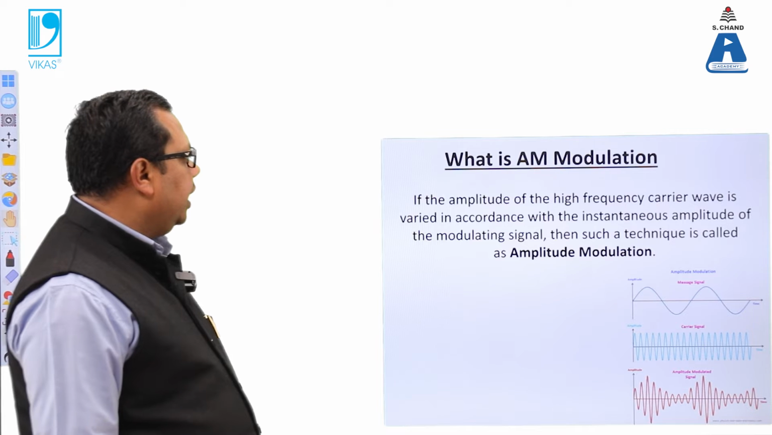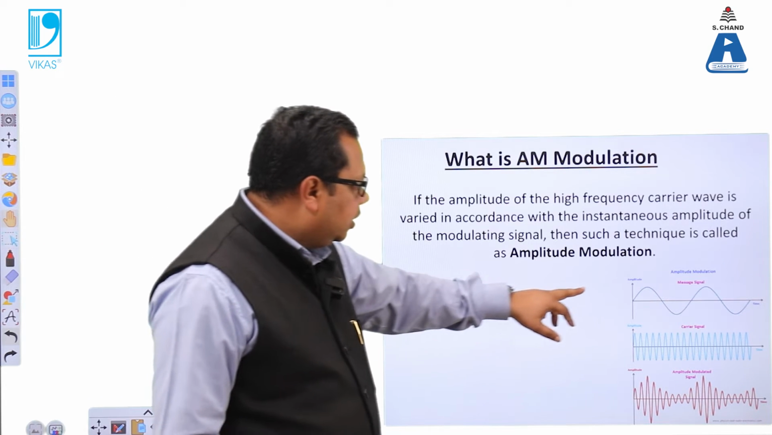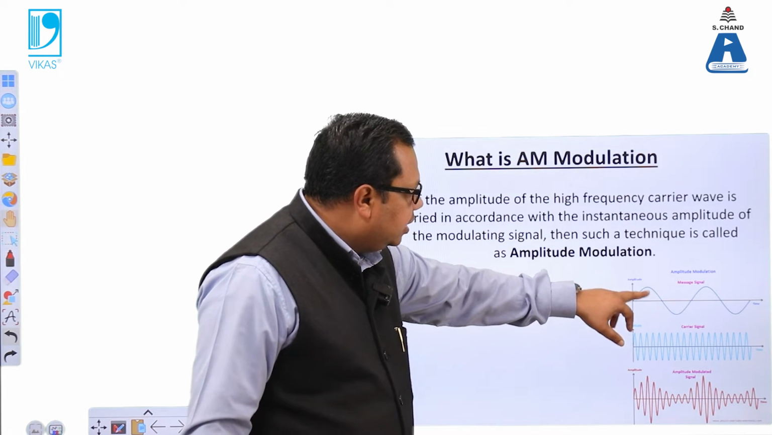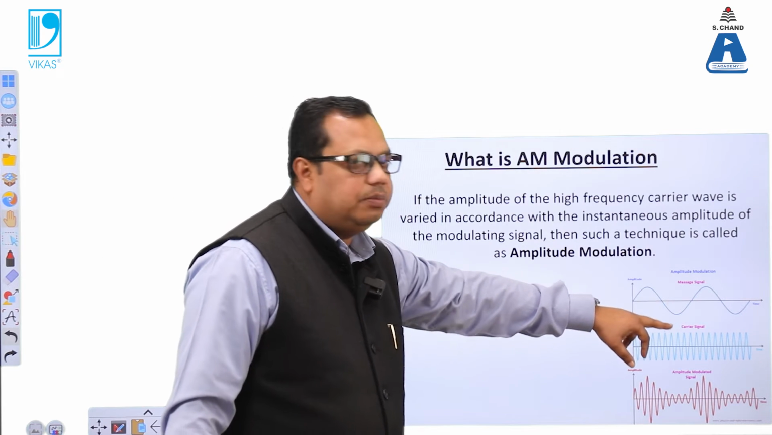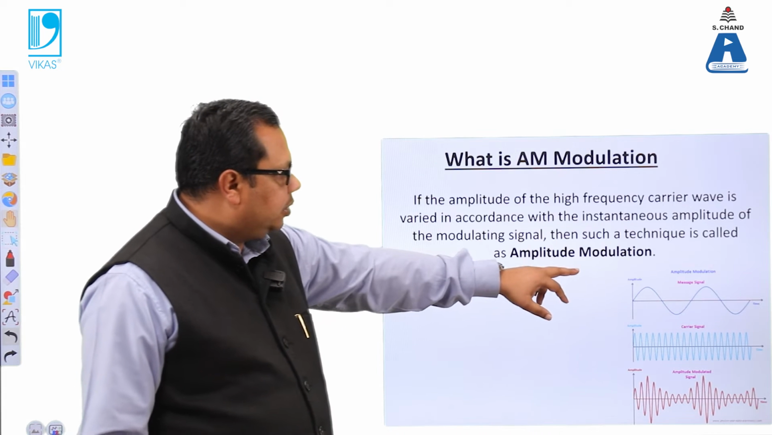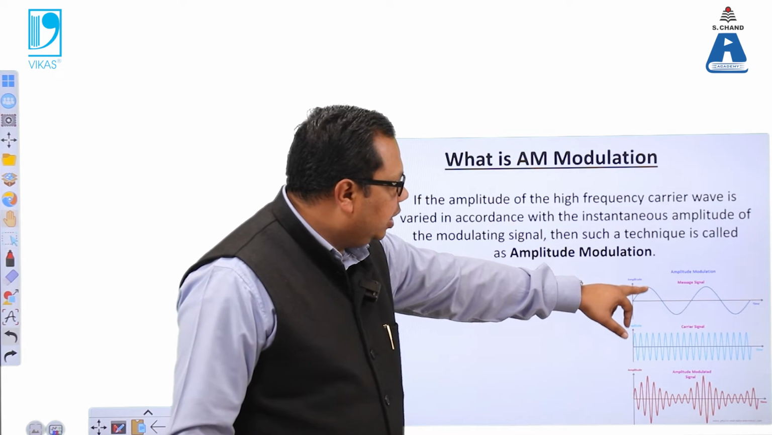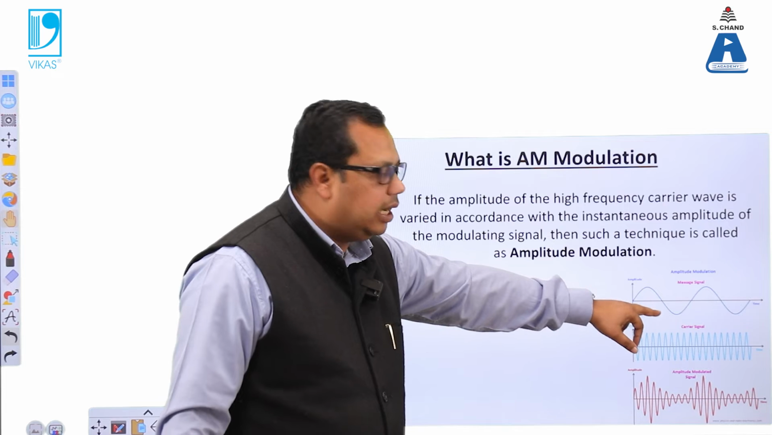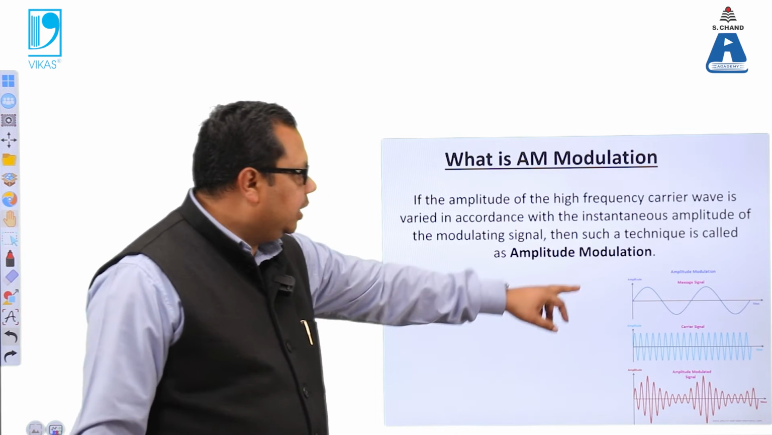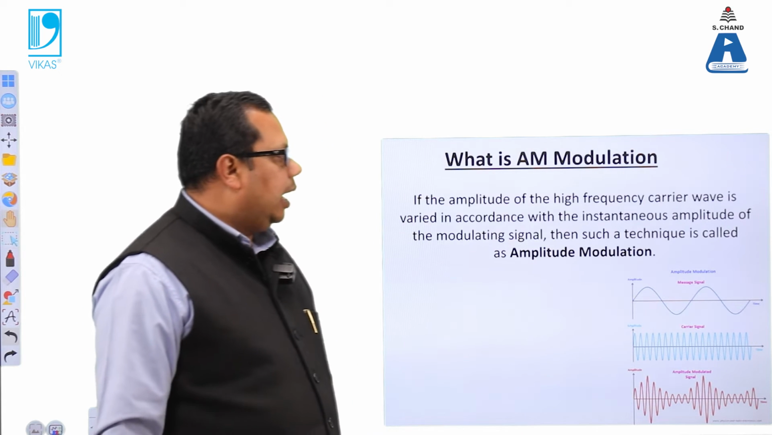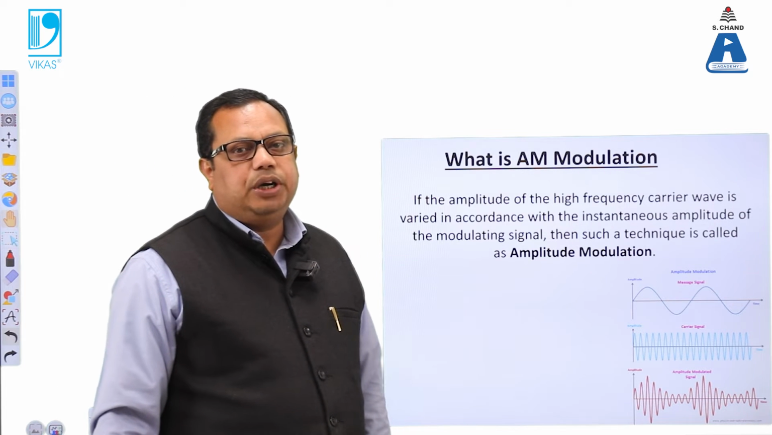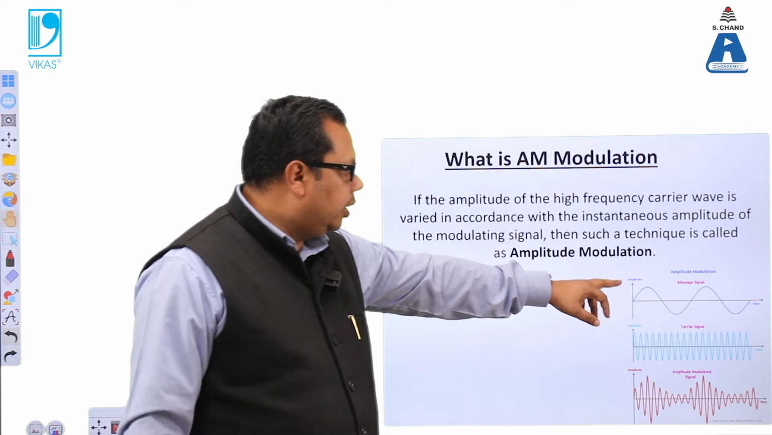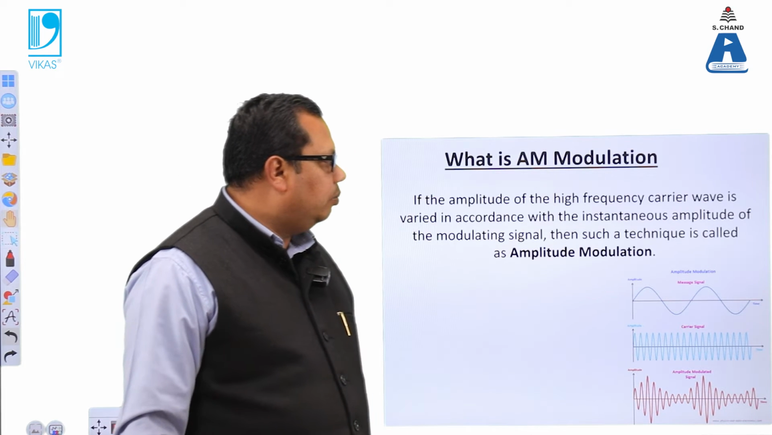Now we'll discuss what is AM modulation. We have discussed that this is the crest and this is the trough. As we know, this is the top cycle and this is the bottom cycle. Now, when the modulation is done at the top cycle and the bottom cycle, or between the crest and the trough in the amplitude of the particular signal, the modulation occurring is called amplitude modulation.